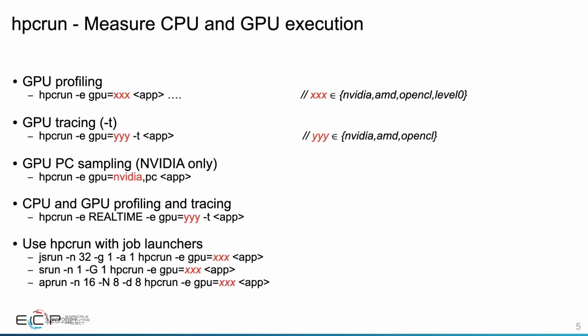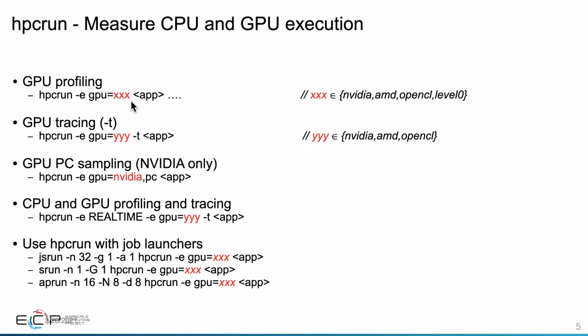So in order to measure GPU accelerated programs, you can profile them by saying -e GPU equals, and then you give it a specification for a GPU implementation. So typically, you say NVIDIA for CUDA, you'll say AMD for HIP, OpenCL, this works on AMD, Intel, and NVIDIA GPUs, and then level 0 is something for Intel GPUs only. And so this will do profiling at the operation level.